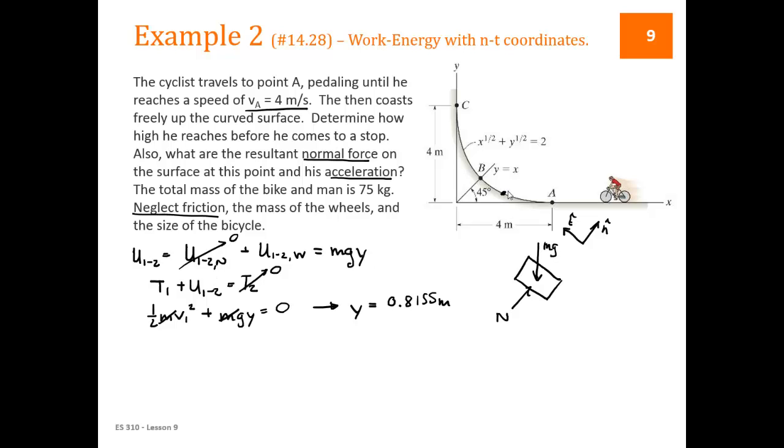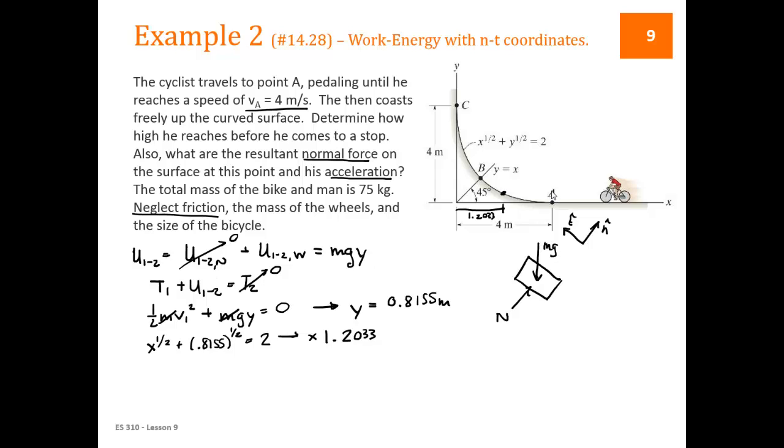What's the x-coordinate of that point? Well, we know the equation, right? So we can find the x-coordinate just by plugging things in. So x to the 1/2 plus 0.8155 to the 1/2 is equal to 2. So for x, we get 1.2033. Okay, so he's moved 1.2033 in the x direction. We're using the coordinate systems they've got, so this distance here is 1.2033.